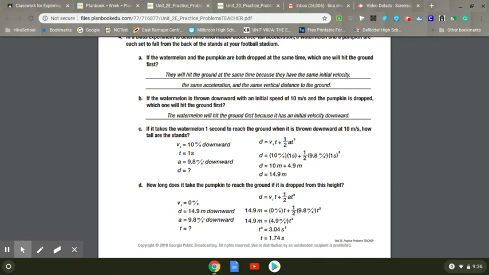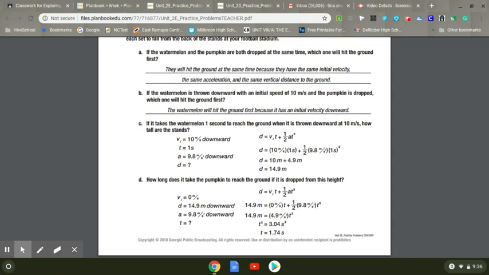If the watermelon is thrown downward with an initial speed of 10 meters per second and the pumpkin is dropped, which one will be at the ground first? The watermelon will hit the ground first because it has the initial velocity downward. If it takes the watermelon 1 second to reach the ground when it's thrown downward at 10 meters per second, how tall are the stands?